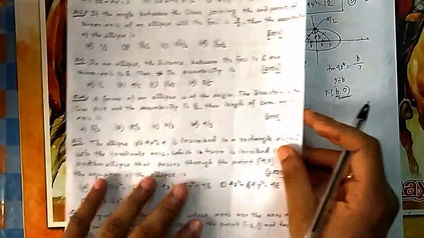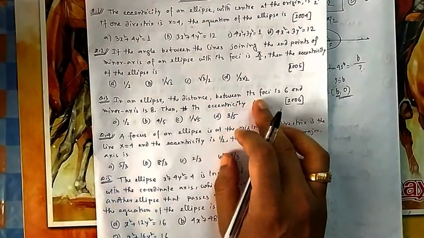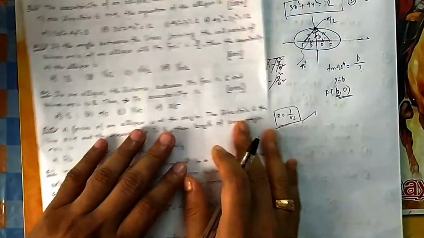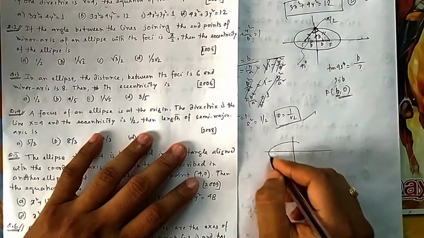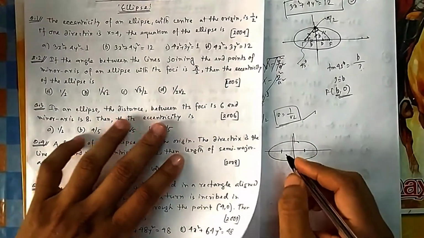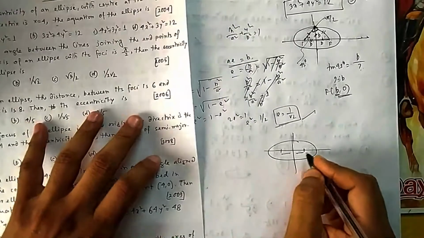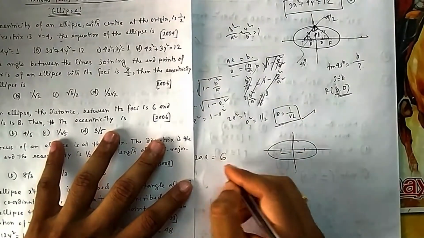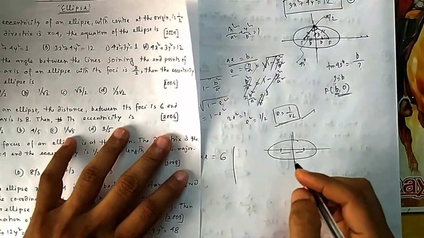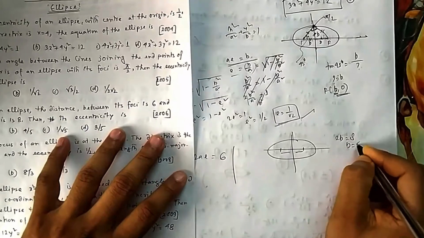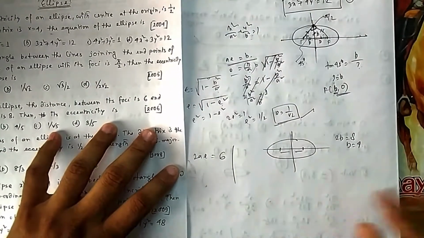Next, if you come to question number 3. In an ellipse, the distance between its foci is 6 and the minor axis is 8, then find the eccentricity. Again, they have not mentioned any ellipse, so you can take the standard ellipse. The distance between its foci is 6. So this is ae, the distance between two foci is 2ae, and this is given as 6. And the minor axis, that is 2b, is equal to 8, then b is equal to 4. So they are asking you to find the eccentricity.